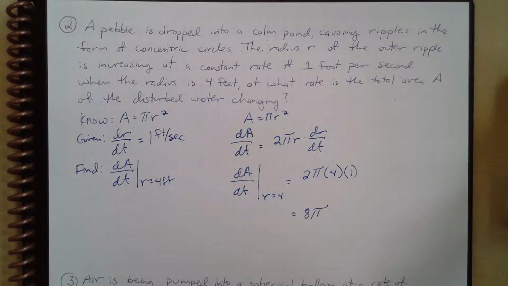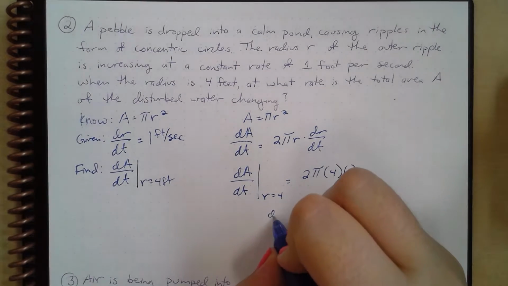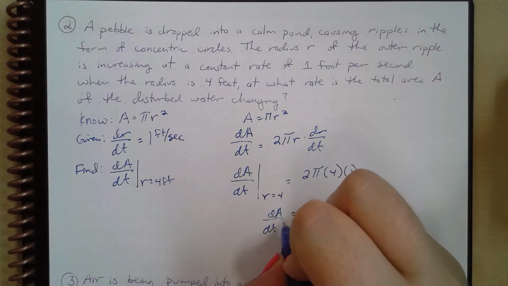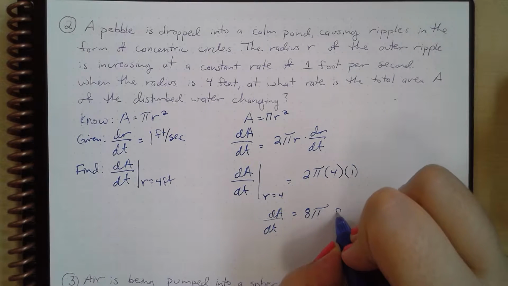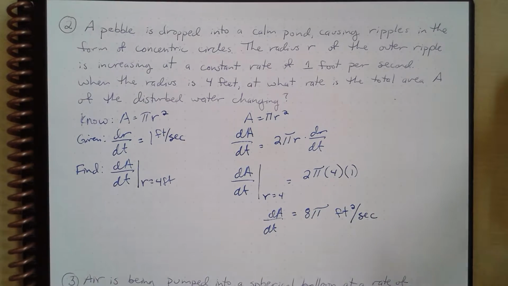If you do not label on the AP Calc exam, you can lose points. So you can sometimes get 1 point purely for just labeling your information. So I need to write 8 pi, so dA over dt is equal to 8 pi feet squared per second, right? Because I'm talking about area, so it should be feet squared. All right, let's do another example.